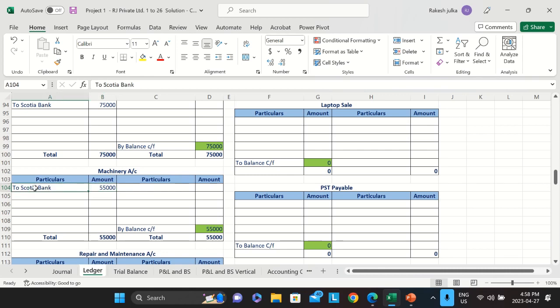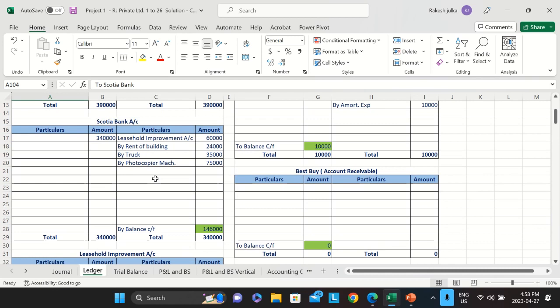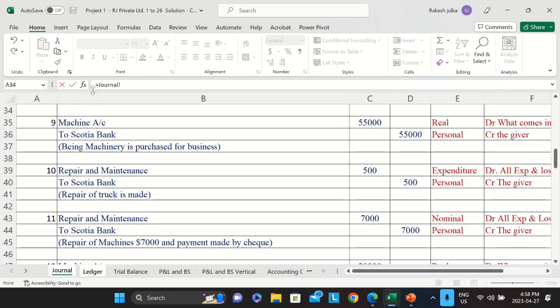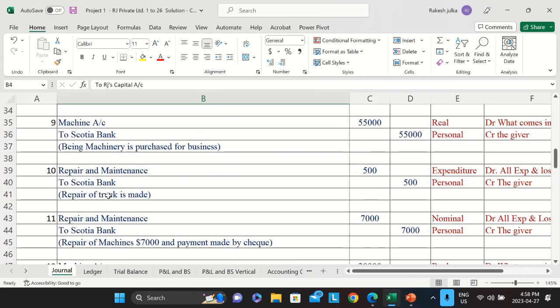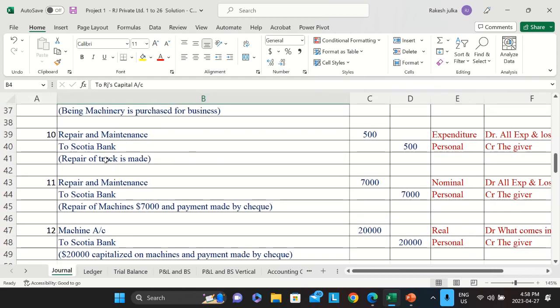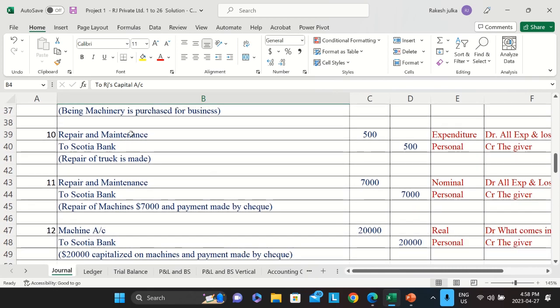So I'm going to Scotiabank here on the other side by machinery, and what is the amount? I'm just going to take the amount from the journal entry here. So now the transaction number 9 is also completed. Repair of machinery to Scotiabank. So repair and maintenance to Scotiabank 500.